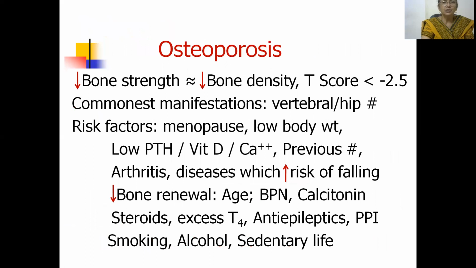So thus, osteoporosis means reduced bone strength because of reduced bone density, which is indicated by the T-score, which is less than minus 2.5. Commonest manifestation of osteoporosis is vertebral and hip fractures, but other bones may also be affected. And we also saw that even T-score less than minus 1 in postmenopausal women does increase the risk of fractures by even 50%. So the risk factors are menopause, low body weight.